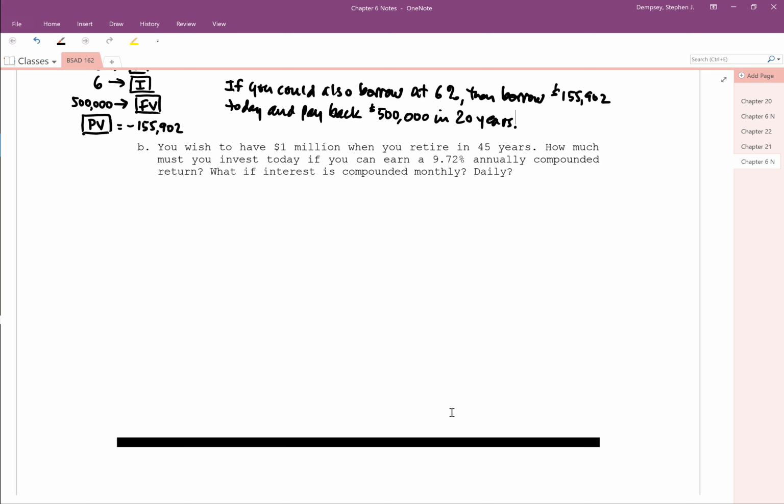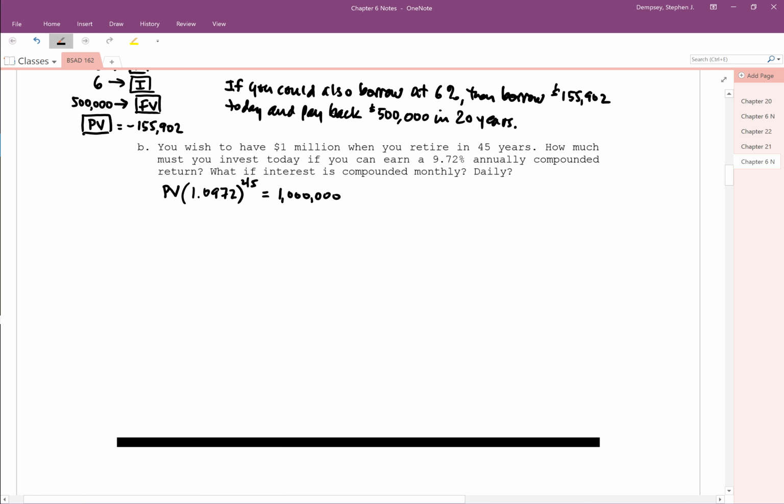Okay, so the mathematical approach always requires an equation. And we want to have something equal $1 million in 45 years. Can you see that in that question? You want to have, that means something equal 1 million in 45 years. So something invested at 9.72% will account for that $1 million or amount to it. So some present value, we don't know what it is, multiplied by 1.0972, compounded 45 times, so we're raising it to the 45th power, is equal to $1 million. Look at that equation.